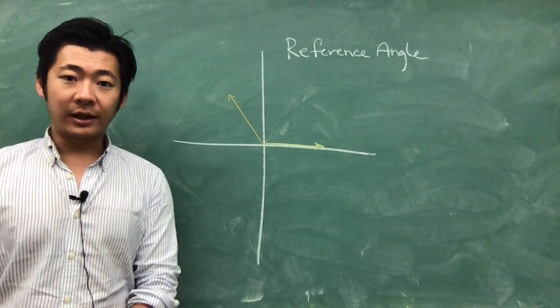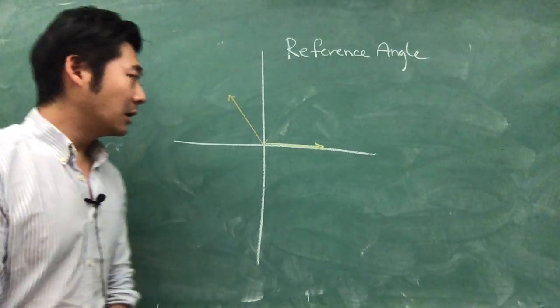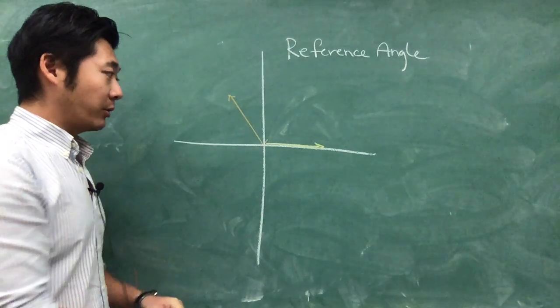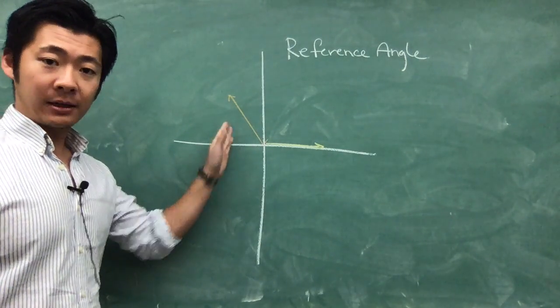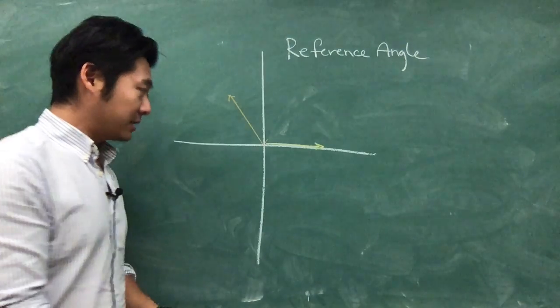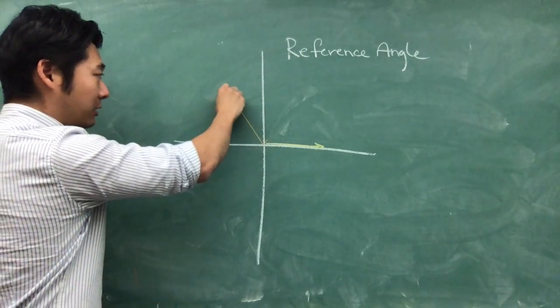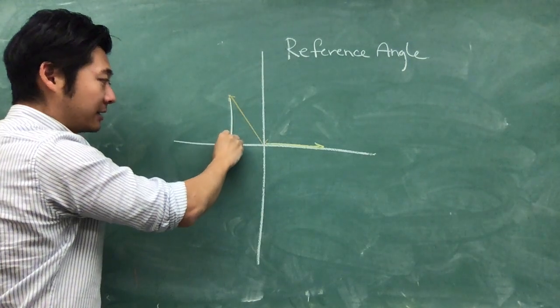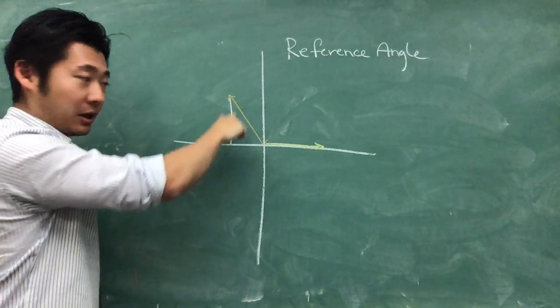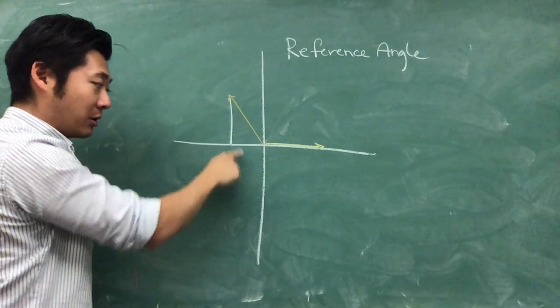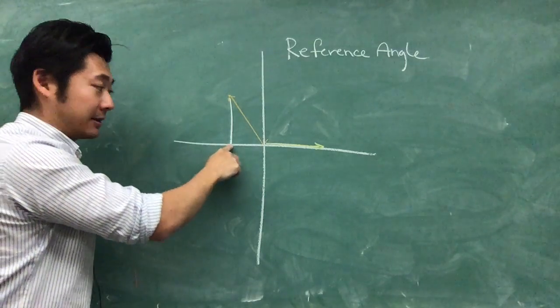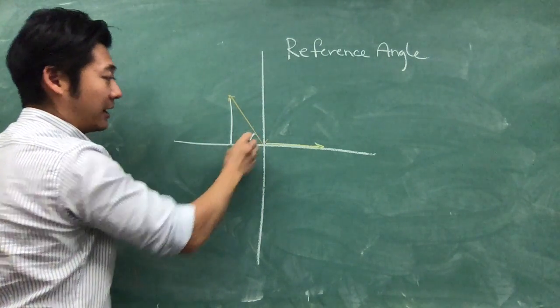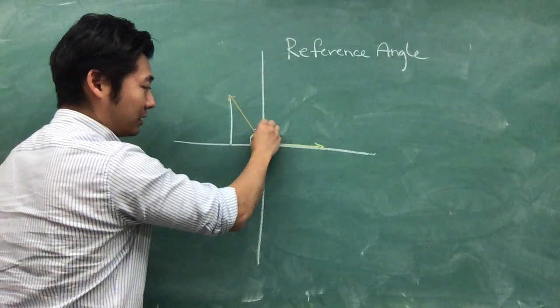In this video, I'd like to talk about reference angles. Given an angle with an initial side and a terminal side, the reference angle is given by the angle of the triangle that is formed when you project the terminal side down to the x-axis. It will always be going down or up to the x-axis. And then it is this angle that is the reference angle corresponding to this angle.